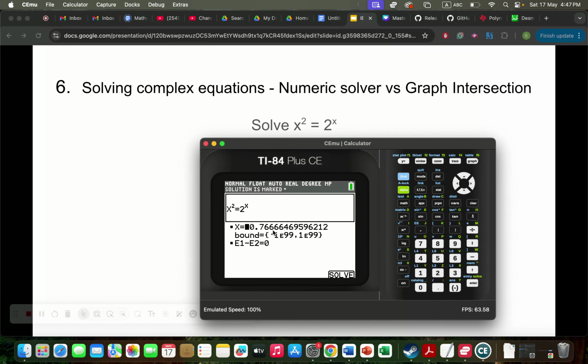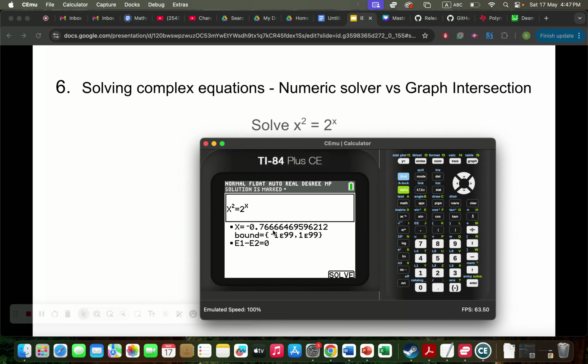So that's where numeric solver can be extremely annoying at times, because it doesn't tell you exactly how many answers of x you could get. You have to predict, you have to try several values of x in order to get a full range of answers for this equation. So that's where I think the limitation is.